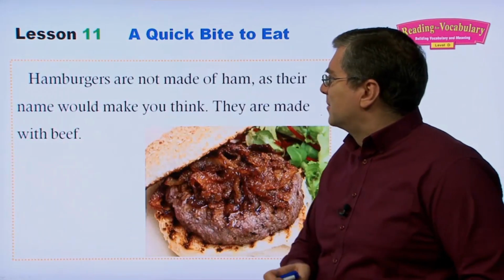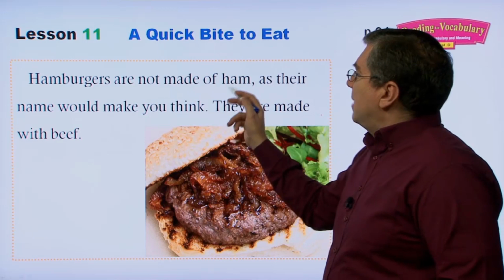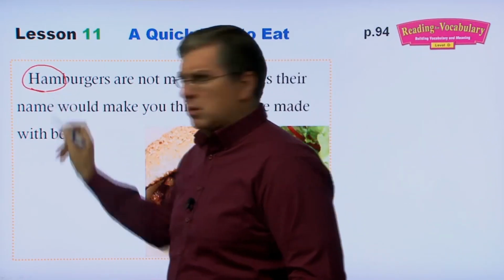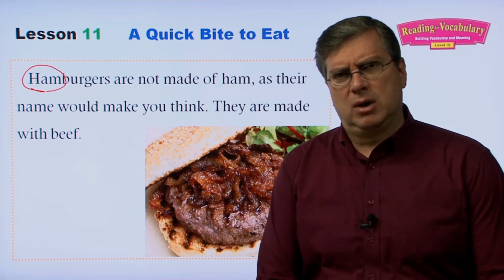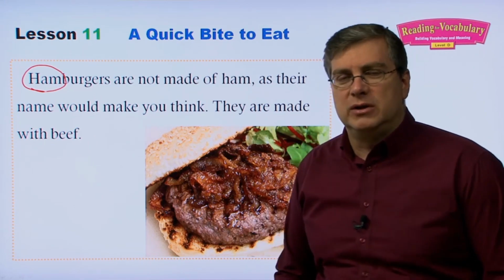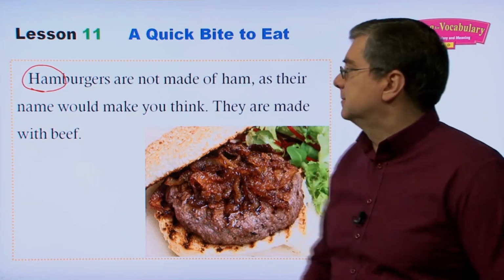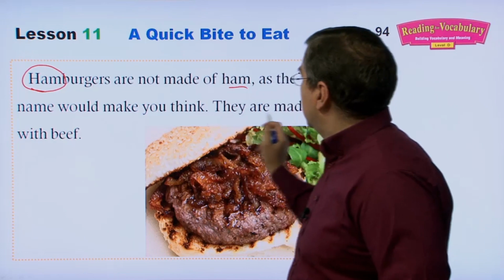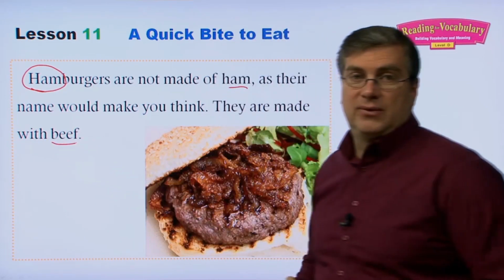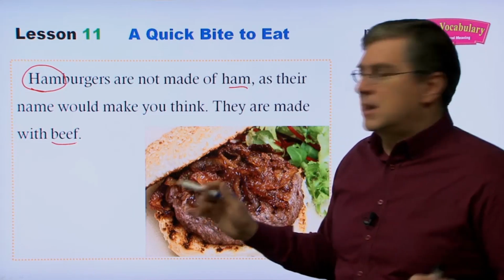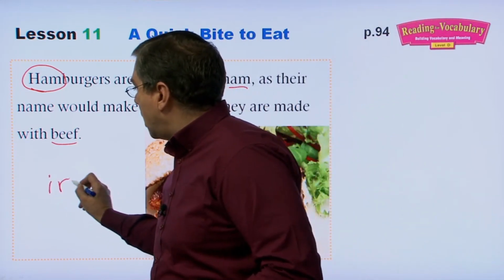Okay, let's move on. Hamburgers are not made of ham. That's kind of funny because hamburgers, people think hamburger, but there's no ham on the burger, right? Ham is dwaji-gogi, right? But hamburgers use sogogi, beef, right? Hamburgers are not made of ham, as their name would make you think. They're made with beef, okay? So it's kind of funny. It's kind of ironic when you think about it.